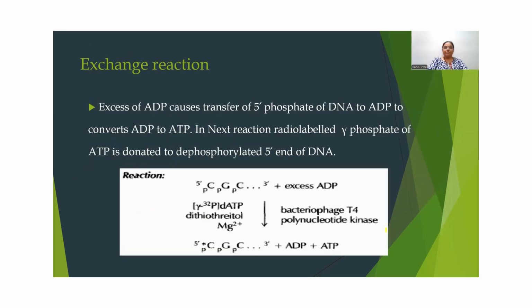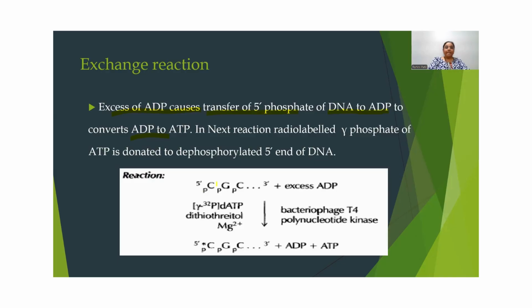The second reaction is an exchange reaction. As the name suggests, it is a give and take reaction. In this exchange reaction, in the presence of excess ADP, there is transfer of the 5' phosphate of the DNA to ADP to convert ADP to ATP. The ADP is going to be converted into ATP, and now the donor of the phosphate is going to be the DNA. The 5' phosphate of the DNA is donated to the ADP when the concentration of ADP in a reaction is higher.